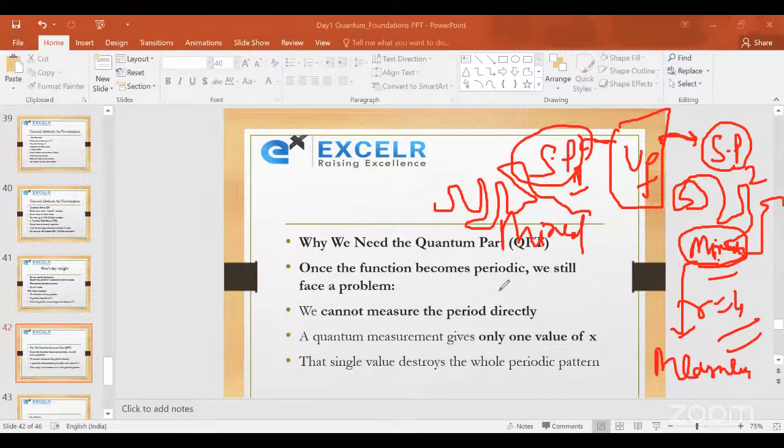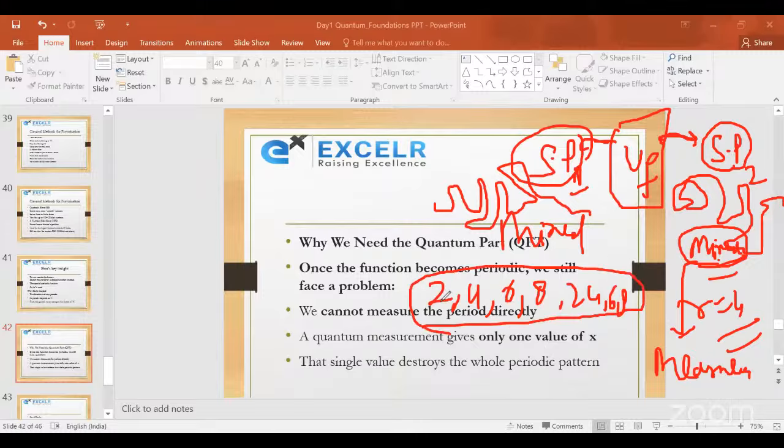Suppose, as an example, 2, 4, 6, 8, and after that again 2, 4, 6, 8. It's coming like this. So this is a mixed state: cat 2, cat 4, cat 6, cat 8. This is the mixed state we are having here.